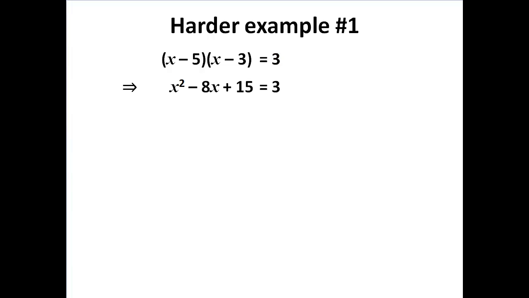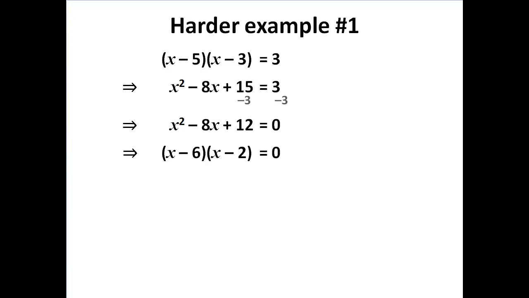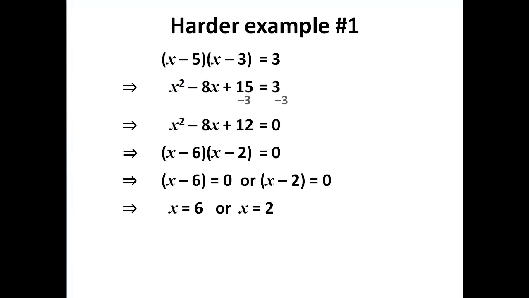So, we expand out the brackets, move the 3 across. Now we have a quadratic equal to 0. We can factorise, set the brackets equal to 0, get our two solutions.